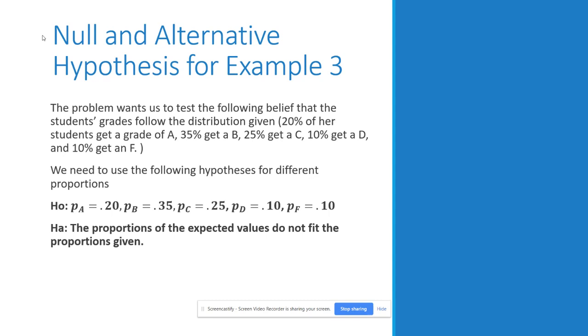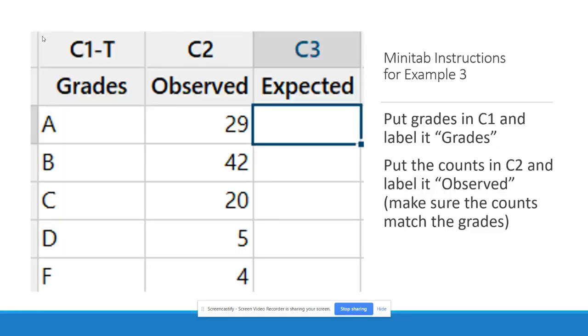So the alternative is that the proportions of the expected values do not fit the proportions given. So this is important. There could be differences. I can't run this test to show the differences. This test just shows me, hey, there's a difference. So that's all I'm looking for. So let's go to Minitab.